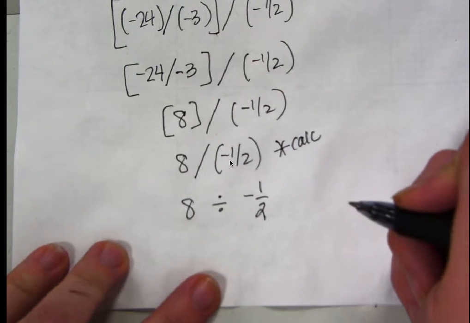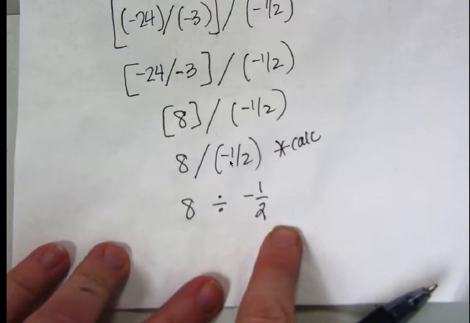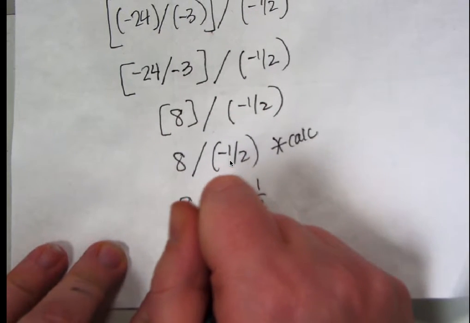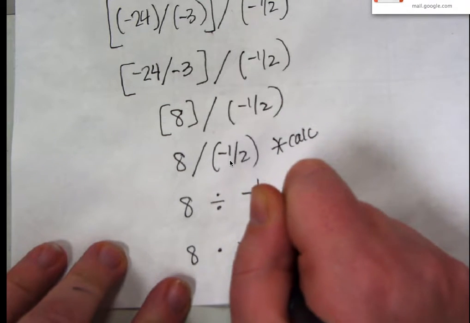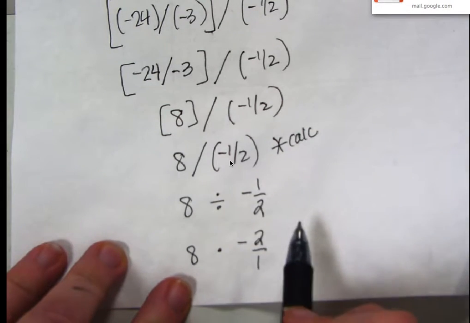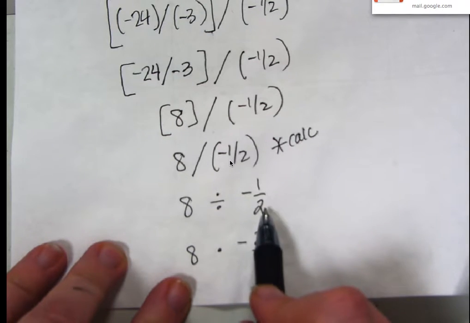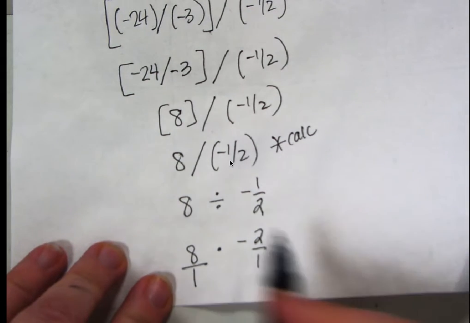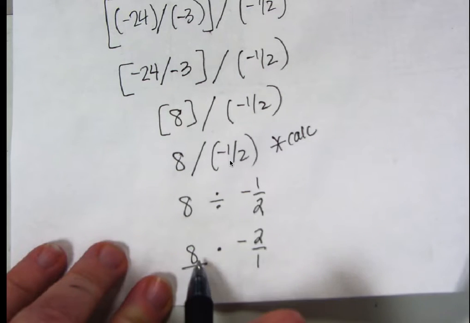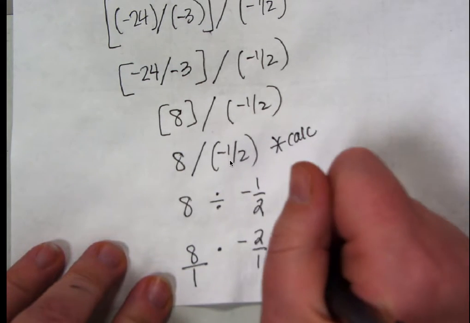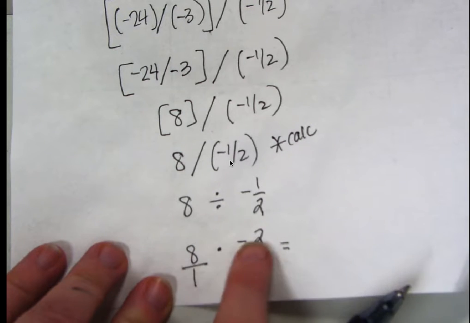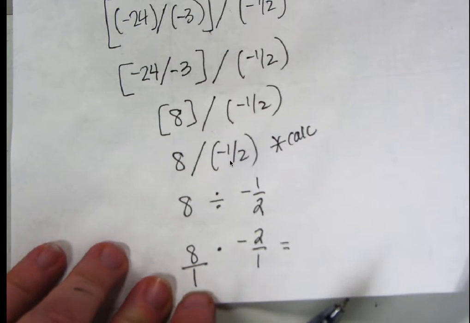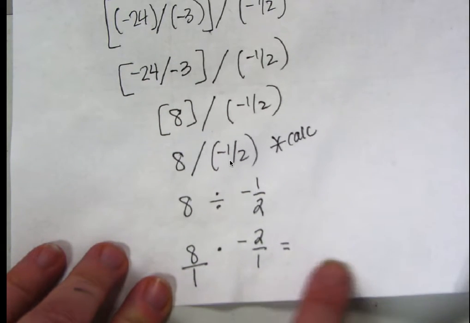negative 1/2. And when you divide by a fraction, you can rewrite it as multiplying by the reciprocal. So this is the same thing as 8 times negative 2/1. So a reciprocal is when you flip the top and bottom of a fraction. I'm going to put 8/1 because 8 is the same thing as 8 out of 1. And I do that because when I multiply fractions, I want to multiply top times top and bottom times bottom.